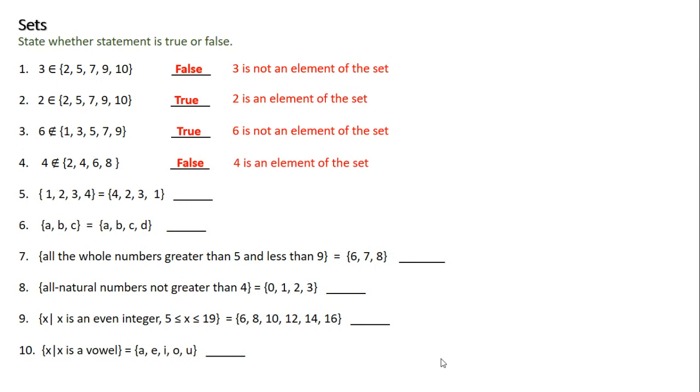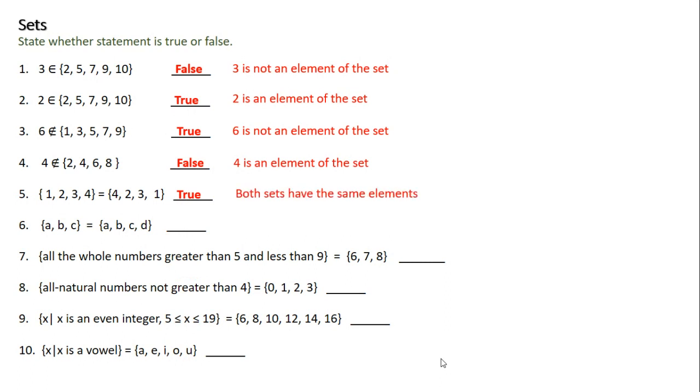All right. How about 5? Oh, it's trying to see if these two sets are equal. So again, for two sets to be equal, they have to have the exact same elements in both. So for the first one, I have the elements 1, 2, 3, 4. The other one, oh, I have the same. They're out of order, but they're the exact same ones. 1, 2, 3, 4. So this is a true statement.